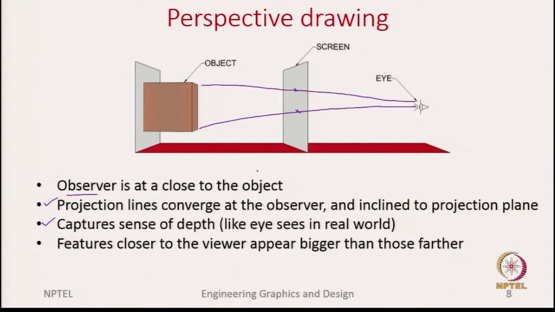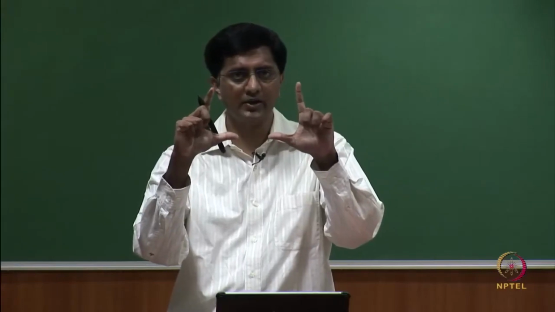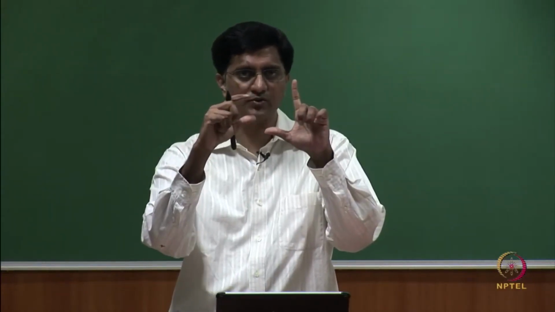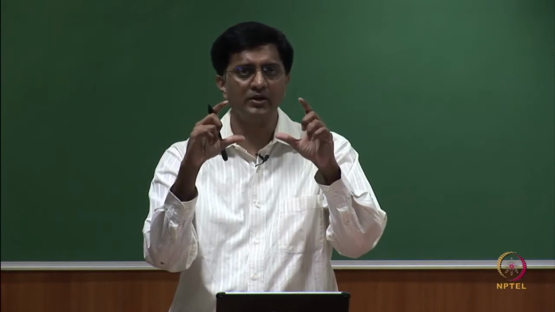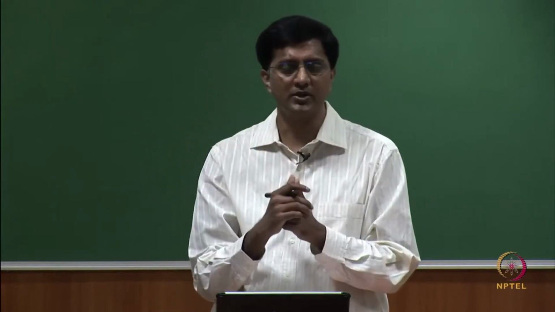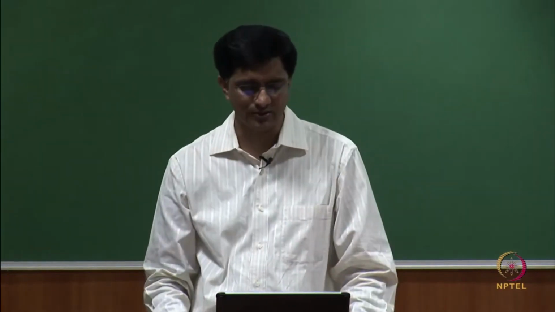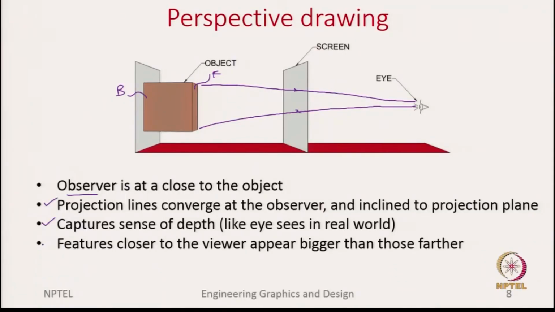The reason being, I think we have already discussed in week 2, that if you focus on the front face of the cube and, let us say, the back face of the cube, and then try to capture it on the screen, you will notice that the front face will be captured as a bigger square or rectangle, and the back face will be captured as a smaller one. So, the face which is closer to the observer is shown a little bigger than the face which is further from the observer, assuming that both features are of the same size. Features close to the viewer appear bigger than those further away.